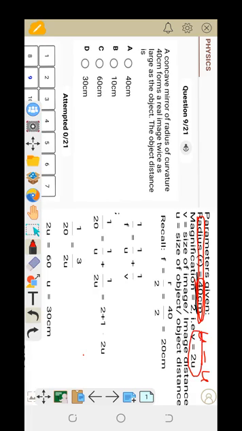You understand the point? That tells us the magnification is 2, because magnification M is equal to V over U. Since we have 2U over U, our magnification is 2. But we are not concerned about that side. We are focusing on the one they give us here. Our V is 2U. You get the point, right?